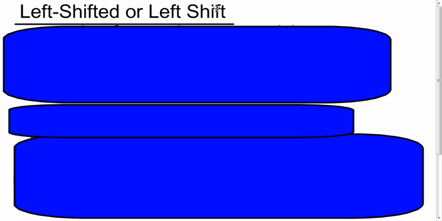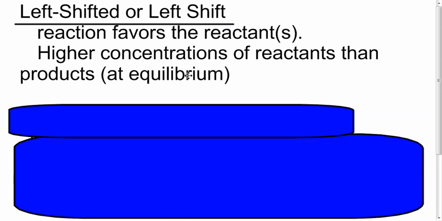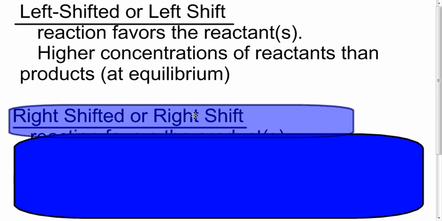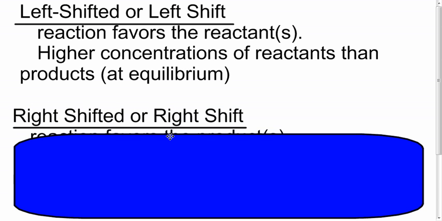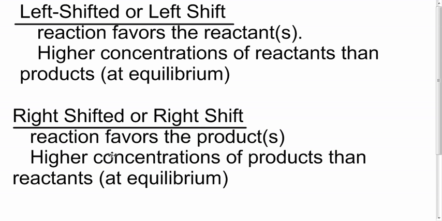Now, some key terms. Left shifted, or left shift, means that the reaction favors the reactants, and you're going to have higher concentrations of reactants than products when the system is at equilibrium. And on the flip side, right shifted, or right shift, means the reaction favors the products, and you've got higher concentrations of products than reactants when the system achieves equilibrium.